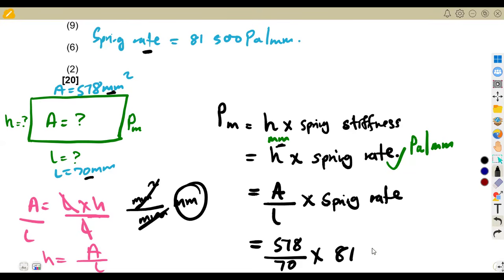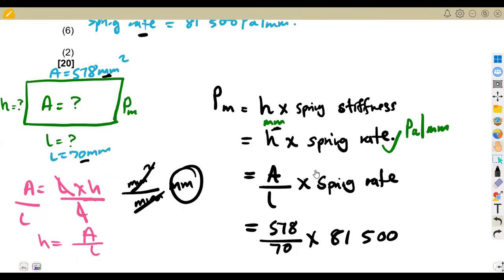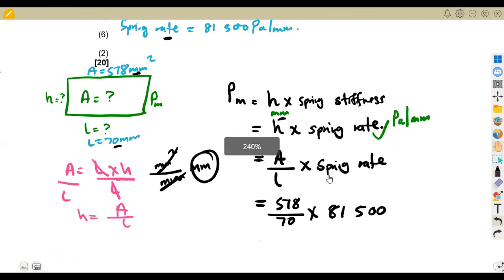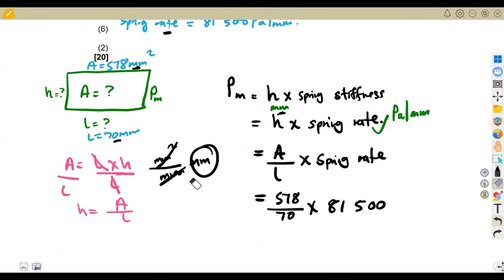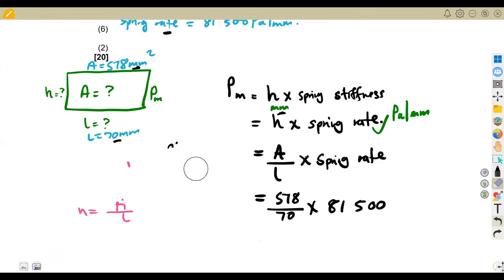So this is exactly the approach that you're supposed to have. This is our indicated mean effective pressure. We are not asked about this, but we are going to need it. So this is the idea there. How do you calculate the height? You take it from the area, length times height, and you make the height the subject, that is, divide by length. So this is going to give us the indicated mean effective pressure in Pascal. All right? So that is the idea there. Let us just take our calculator.